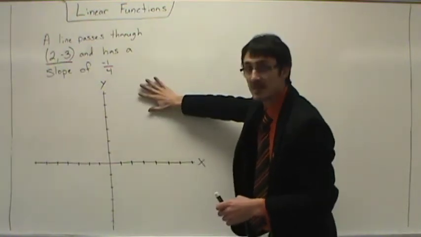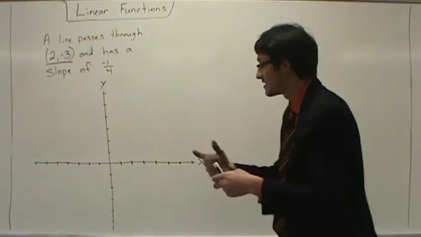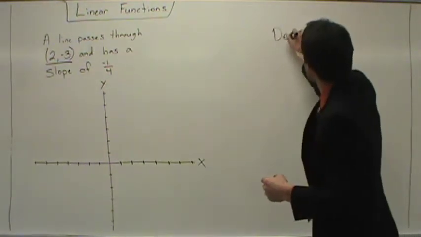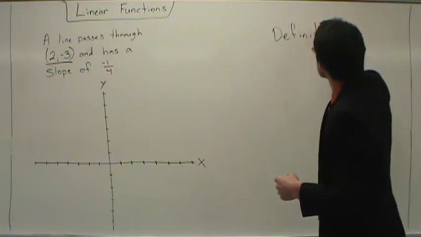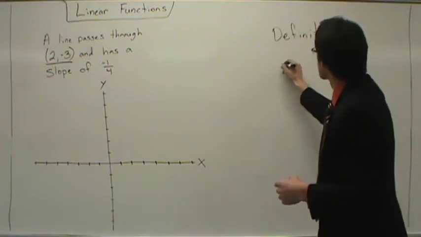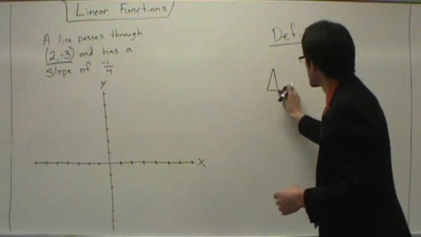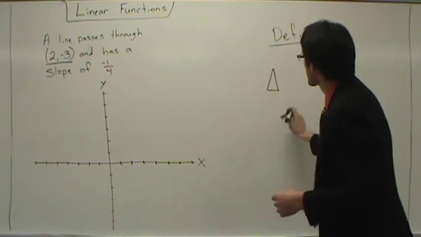Before we start this lesson, I want you to take out your definition sheet, and I want you to add 3 things to that definition sheet. Let's go ahead and write definitions, okay? First, we're going to look at the symbol. It looks like a triangle.